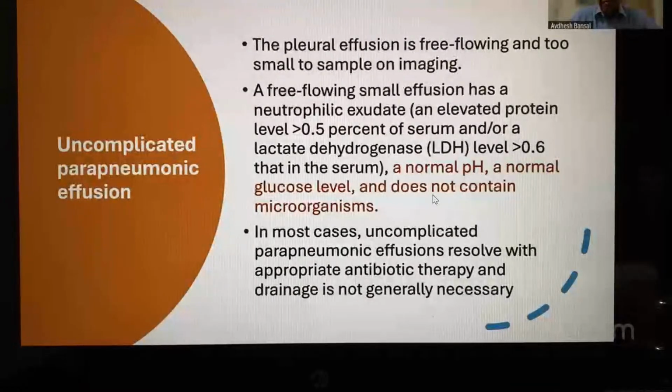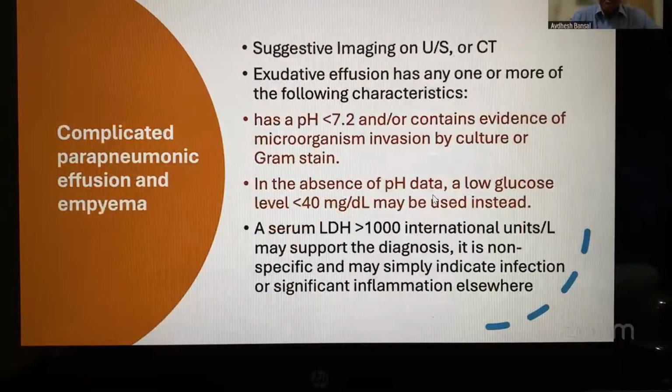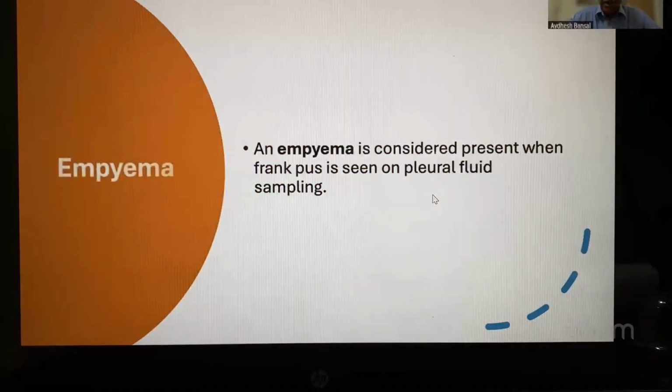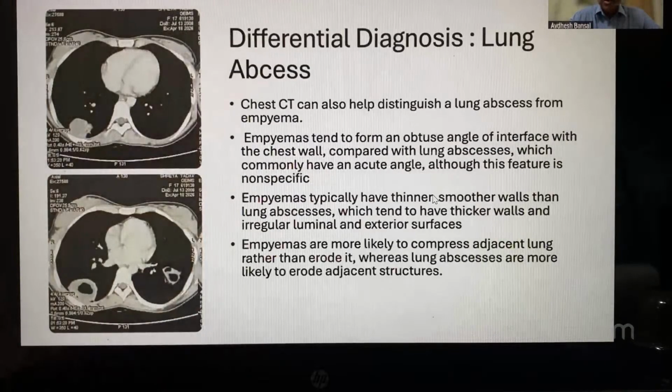Just give antibiotics, and this parapneumonic effusion will disappear, and the patient will get treated. But if you have suggestive imaging of a lenticular opacity, or on the CT scan you have the split sign, if you have multiple collections, if you have a pH of less than 7.2, if you have microorganisms on the direct smear or in culture, and low glucose of less than 40, then certainly you're dealing with a complicated parapneumonic effusion, or empyema if you have pure pus drawn on the aspiration.